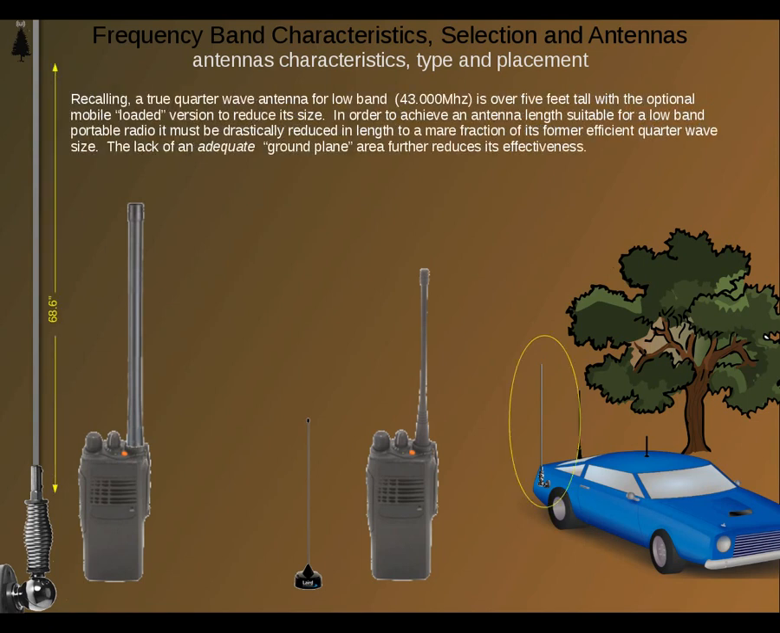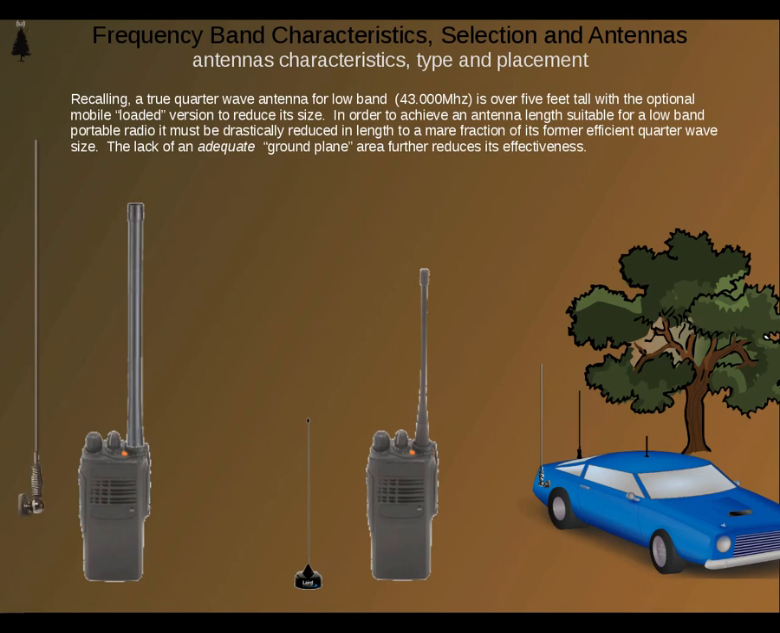Recalling, a true quarter-wave antenna for low band is over 5 feet tall, with the optional mobile loaded version to reduce its size. In order to achieve an antenna length suitable for a low-band portable, it must be drastically reduced in length to a mere fraction of its former efficient quarter-wave size. The lack of adequate ground plane area further reduces its effectiveness.